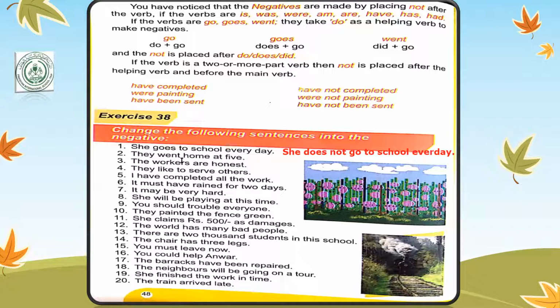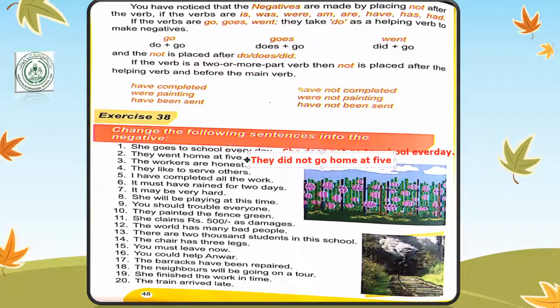Now went is the second form. It's a past simple tense. So you need did. They went home at 5. You will say they did not go. Yes, they did not go home at 5.